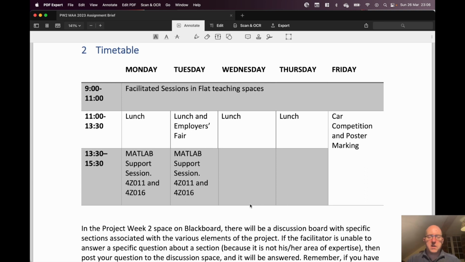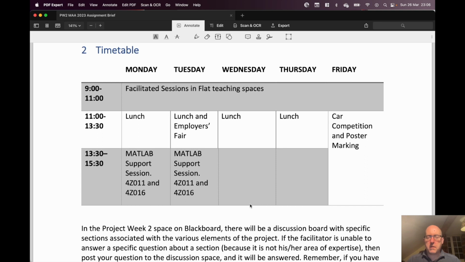From 11 to 1:30, that's lunchtime, or for you to continue with your group work elsewhere in the building. And then in the afternoons, if you need it, there are MATLAB support sessions in 4Z11 and 4Z16 to help you if you need them. Okay, that's basically the format every day of the week.